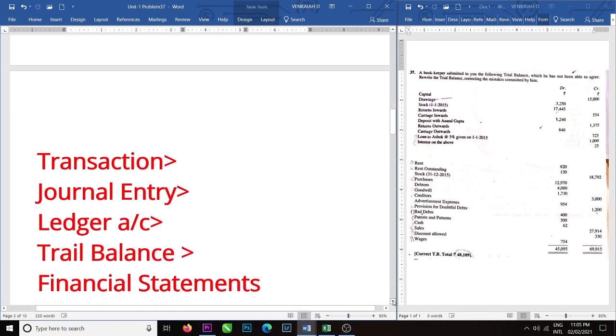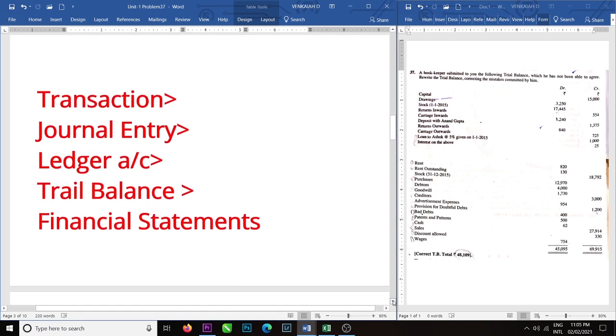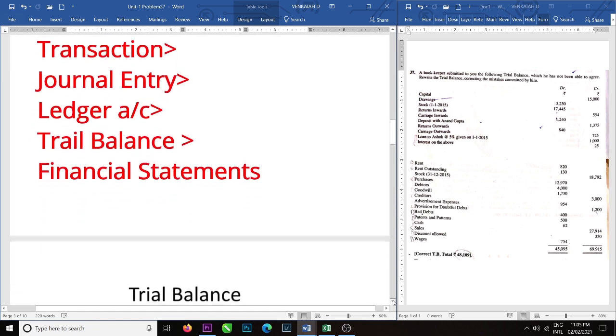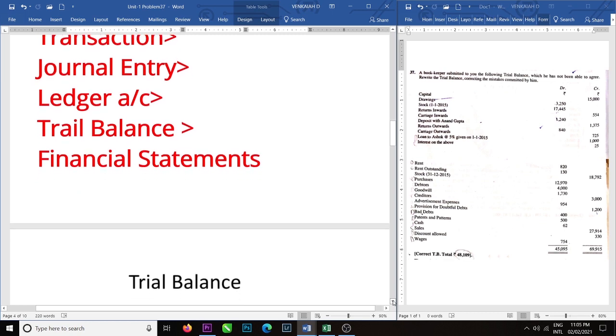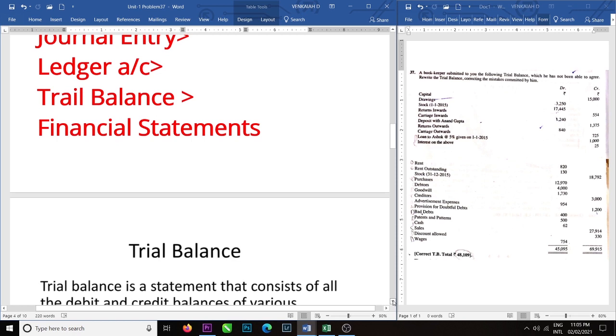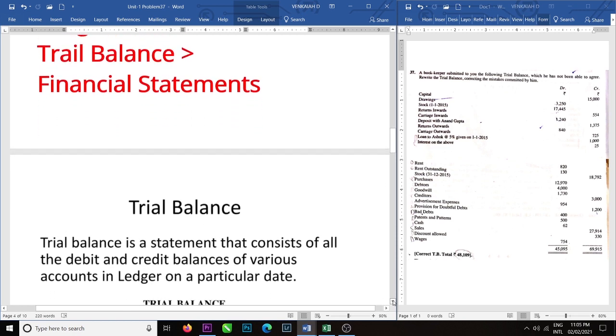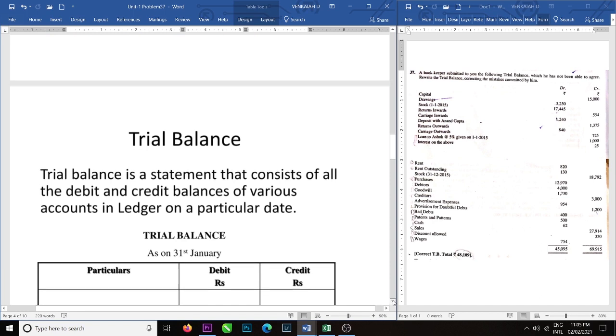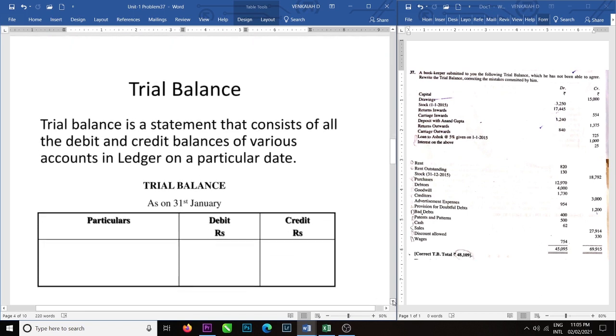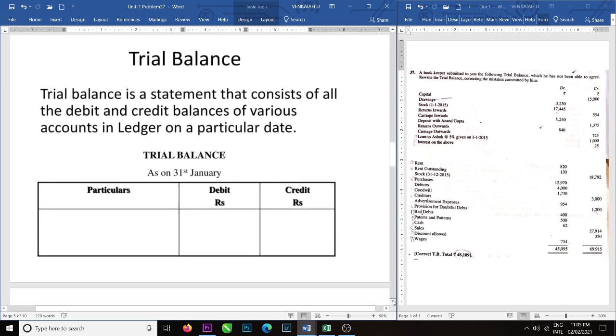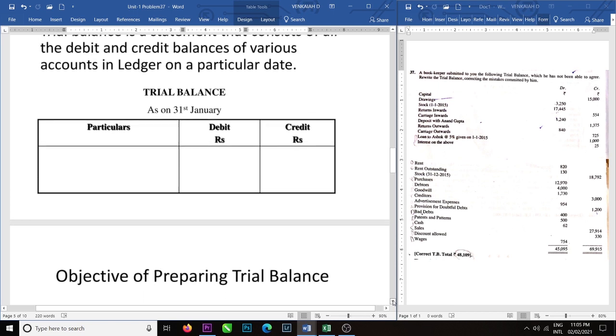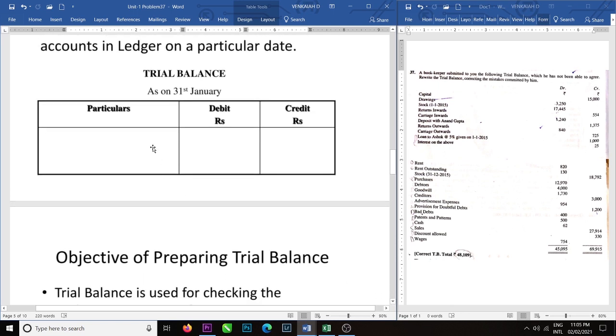Okay. So in accounting, there are five stages: transaction, journal entry, ledger account, trial balance, and financial statements. So trial balance is a statement of balances, which consists of all debit and credit balances of various ledger accounts on a particular date. So we are following this format: particular, debit amount and credit amount.